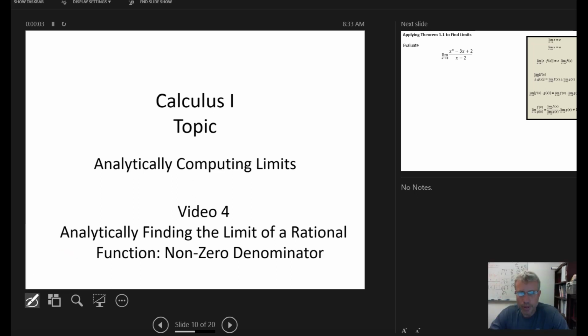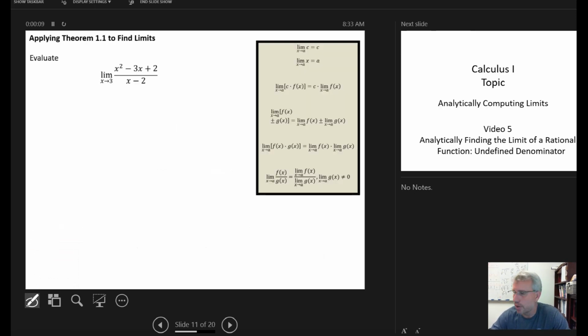So in this video, we're going to look at analytically finding a limit of a rational function when the denominator of the rational function isn't going to zero out under the limiting condition. In this case, we have a rational function, x squared minus 3x plus 2, a polynomial numerator, divided by x minus 2, a polynomial denominator, which is what makes this a rational function.